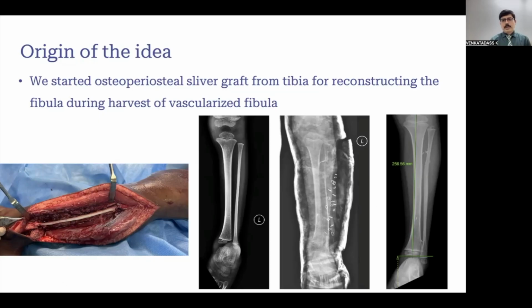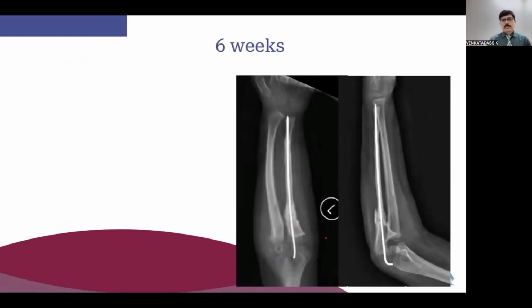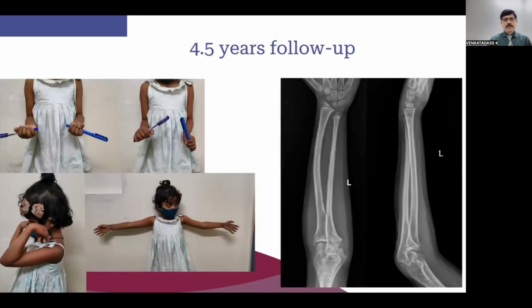So we believe that adding periosteum could improve union rates, and that's what was done for this patient. We did an osteoperiosteal fibular strut grafting, reduced the radial head as well, and fixed it with a K-wire. At 6 weeks, you can see that it beautifully united both proximally and distally, and the radial head was also in place. This is a 1-year follow-up of the same child. We planned for K-wire removal, and this is a 4.5-year follow-up, which shows a decent outcome compared to where we started.